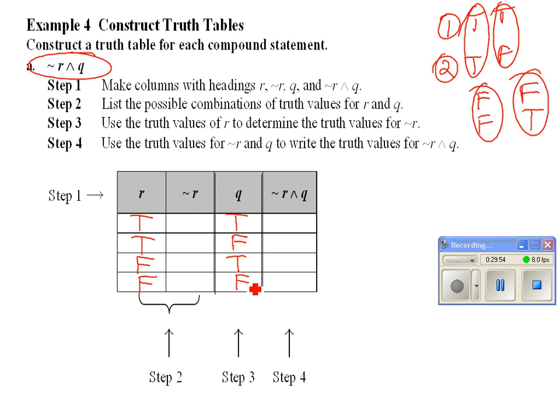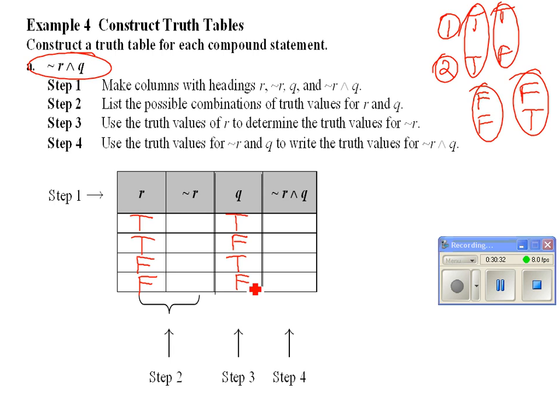So we got a true, true, true, false, false, true, false, false. We're just matching them all up so we got every possible combination like we had over there. All right? True, true, true, false, false, true, false, false. We got all the possible combinations. We don't have a clue whether R is true or Q is true or false. We have no idea, but we know we've got all the possible combinations taken care of.